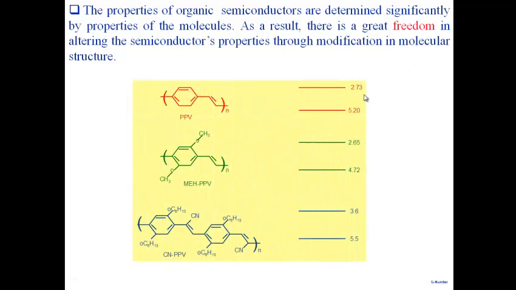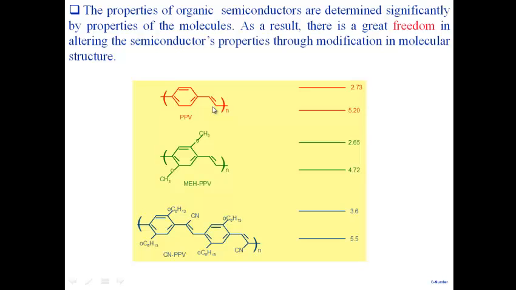Just as an example, look at this. This is a polymer. When you put a bracket and you show a molecule, what you're saying is that this repeats itself, maybe 1,000, 10,000, 100,000 times here. So it's a giant molecule, a macromolecule, we call it a polymer. So here is an example of a polymer called PPV. You can see the chain here.